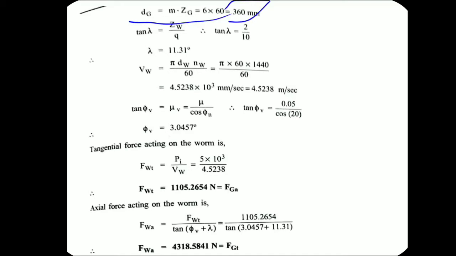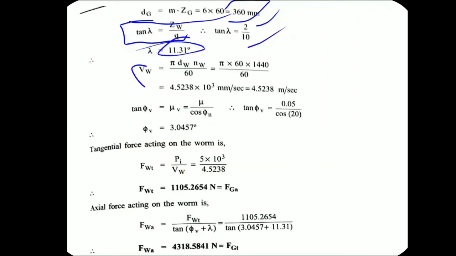Now we need to calculate, as I told you, the terminology. So I can use the equation tan of lambda is equal to ZW, the number of starts, divided by the diametral quotient. Number of starts is 2, diametral quotient is 10, so lambda is 11.31 degree. That will be the lead angle. Now these are the basic terminology, students, that we need to calculate first. That's why we are doing this. That would always be our first step in case of the worm gear.